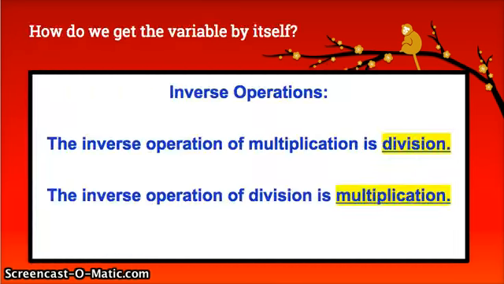We're still going to be using the concept of inverse operations. Remember that if you have an operation you want to undo to get x by itself, you have to do its inverse. In this case, the inverse operation of multiplication is division, and make sure you're writing this down. And the inverse operation of division is multiplication.